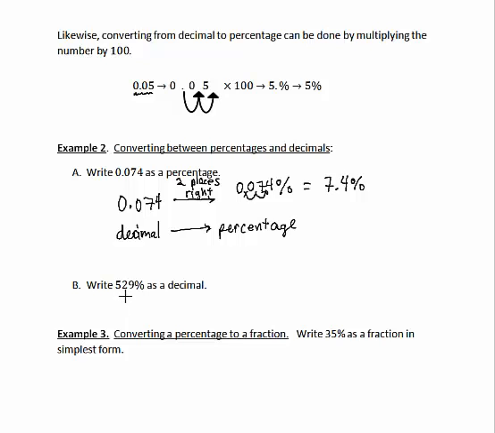To go from 529 back to the decimal, then we have a percentage, and you can think of this as writing decimal on the left, percentage on the right, because that would be alphabetical order.